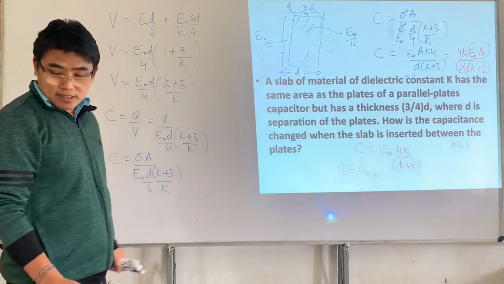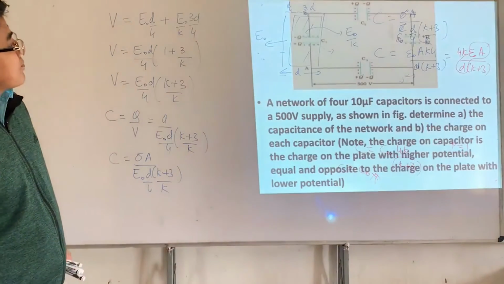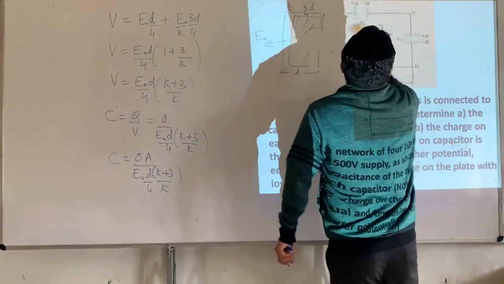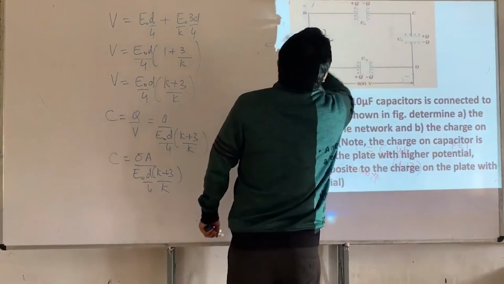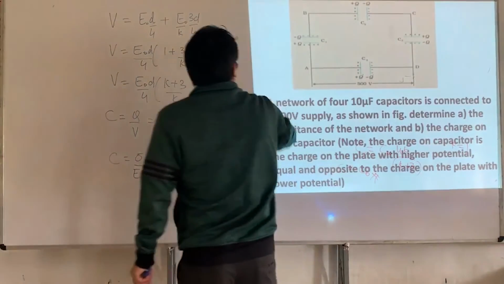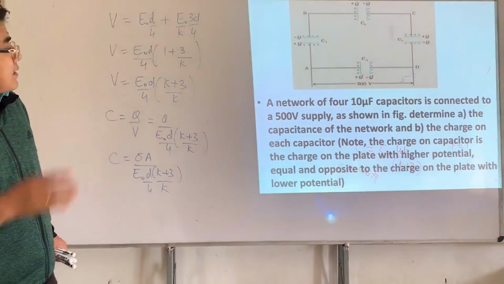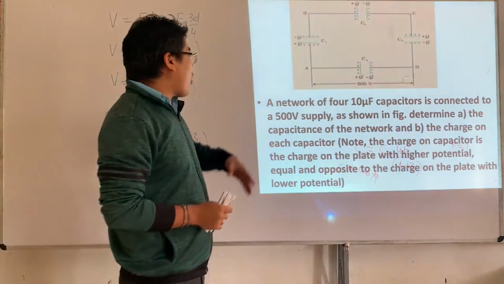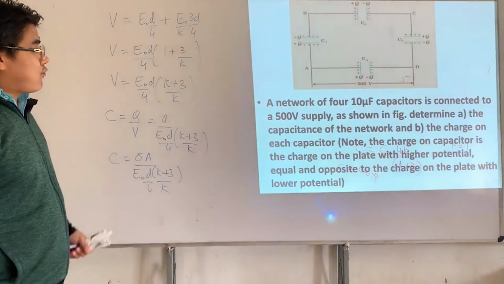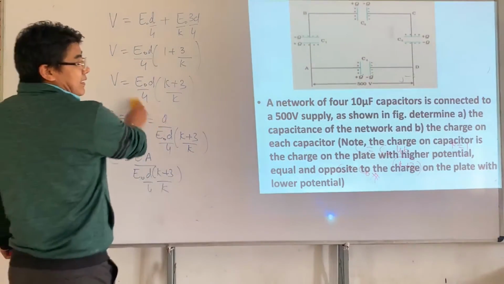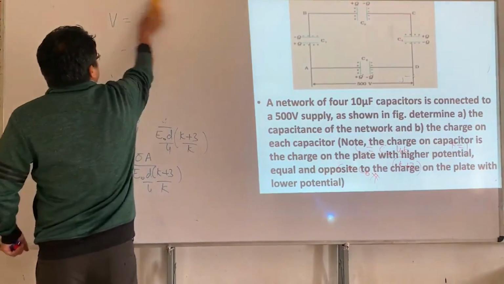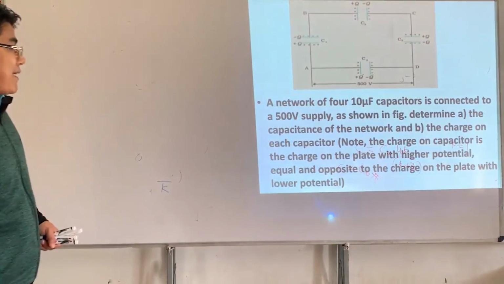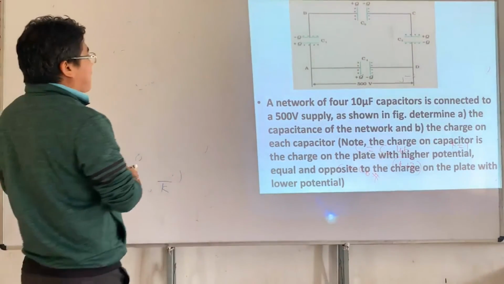Alright, now I'll do the last one. This is actually one I've already done, so I'll just give you a hint for this problem, like the previous problem, right? A network of four capacitors, each of 10 microfarad, is connected to a 500 volt supply. As shown in the figure, determine the capacitance of the network. So first we are going to find the capacitance of the network.